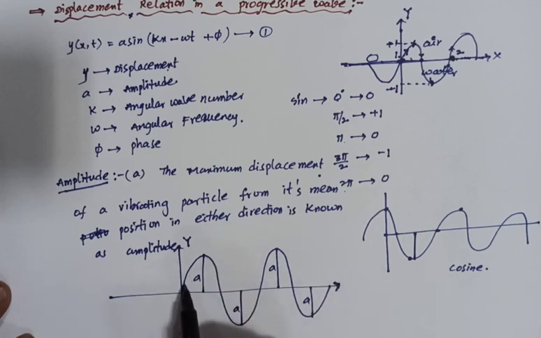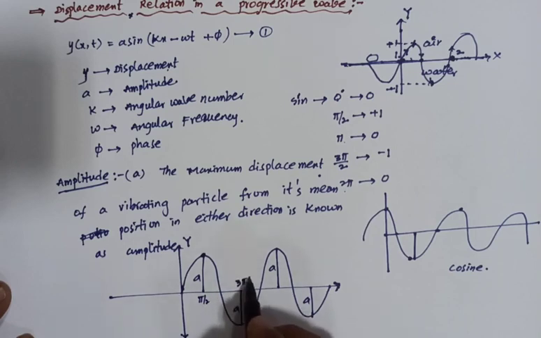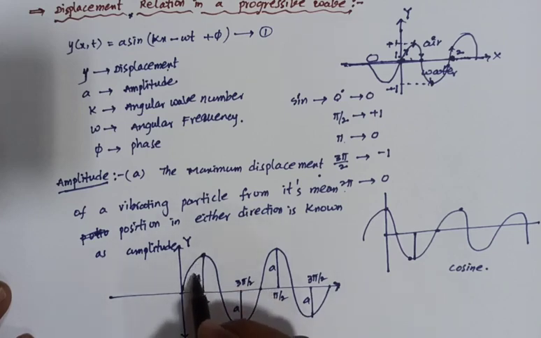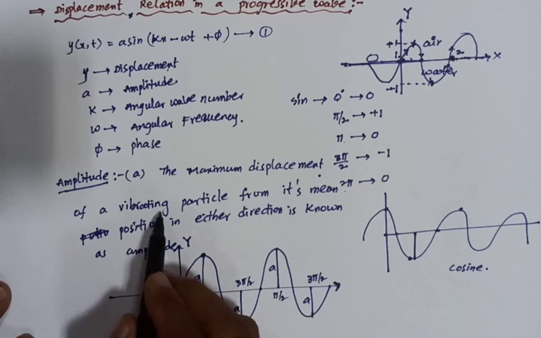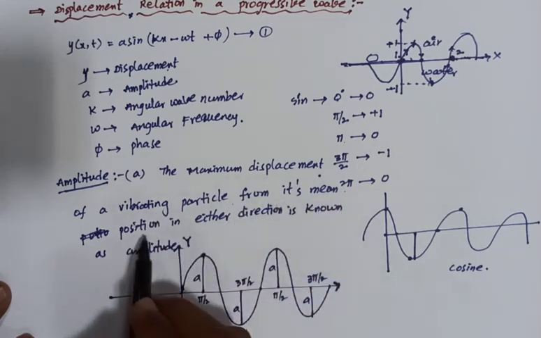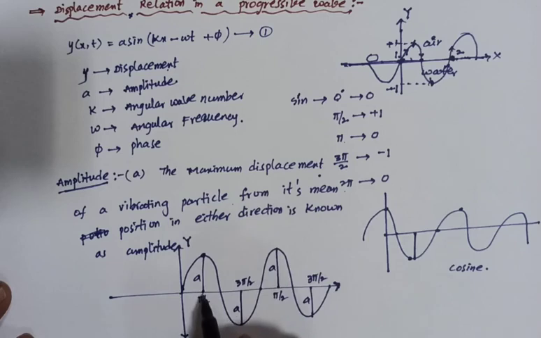So perpendicular to the wave propagation, at pi by 2 and 3 pi by 2, like here, from this point to this point, at pi by 2 it is maximum displacement. The maximum displacement of a vibrating particle from its mean position, in either the positive direction or the negative direction, is known as amplitude.